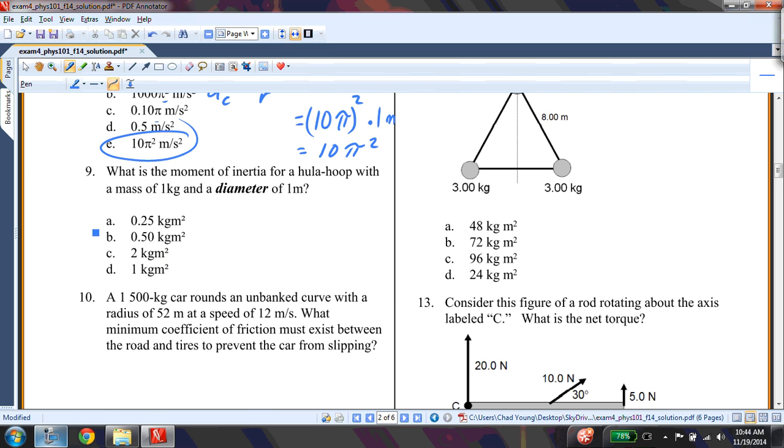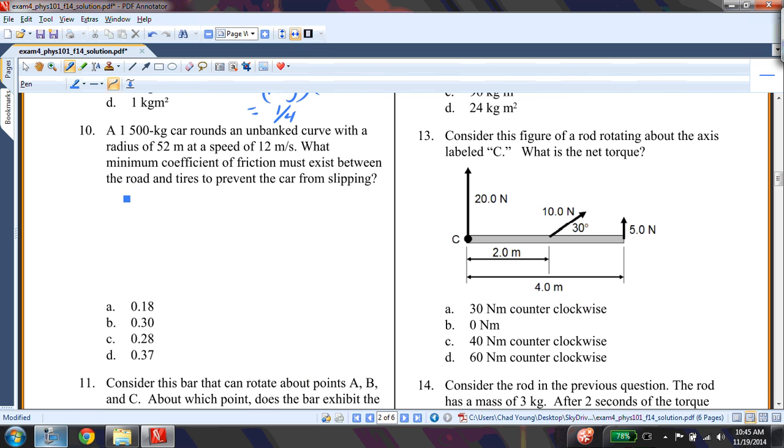What is the moment of inertia for a hula hoop with a mass of 1 kilogram and a diameter of 1 meter? Well, the moment of inertia for a hoop is just m r squared. That was on your table. The mass is 1 kilogram. The diameter is 1 meter, so it's 0.5 meters is the radius. 1 times a half squared is a quarter. So 0.25 is the right answer. That's A for 9.